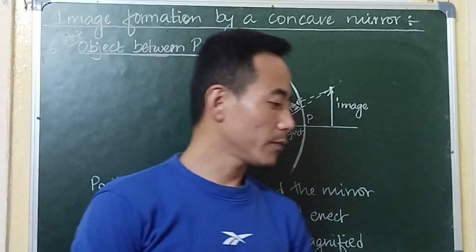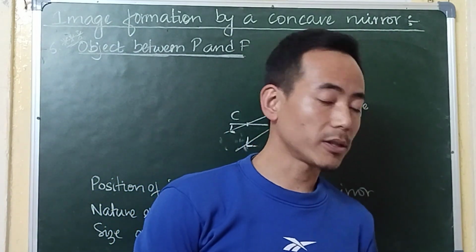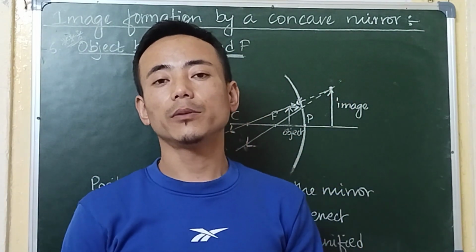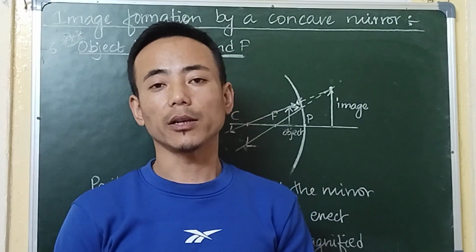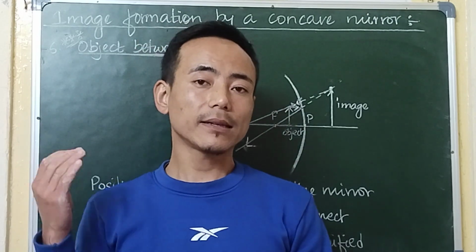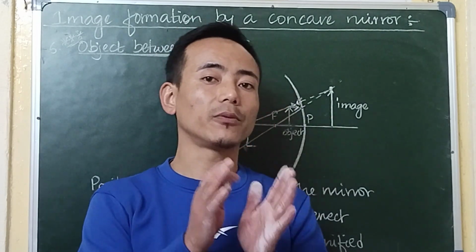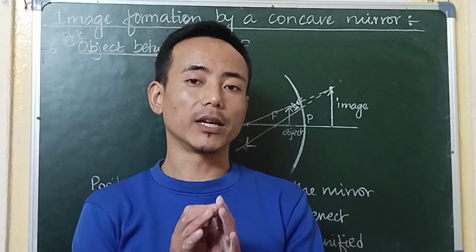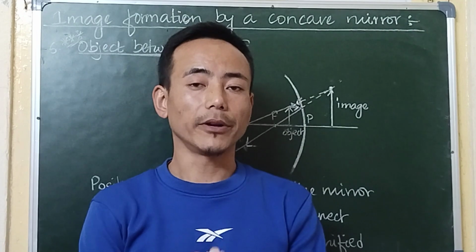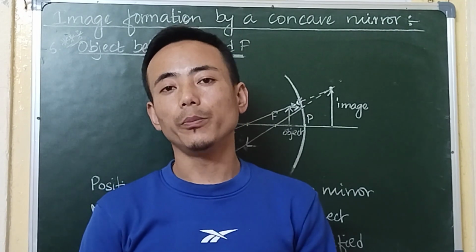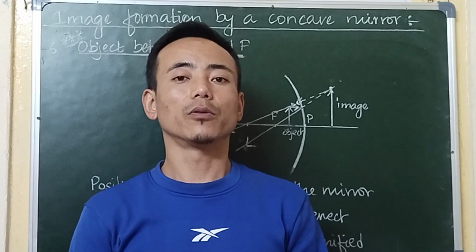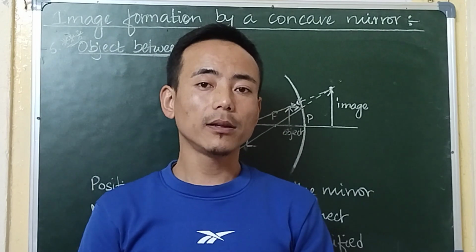Okay, so that's all from today's topic. We have learned about the rules for image formation by a concave mirror, and we have discussed 6 different cases where the object is placed at different positions and we get the images of that particular object. Alright, so from here you will definitely get questions, so you can prepare this topic well.